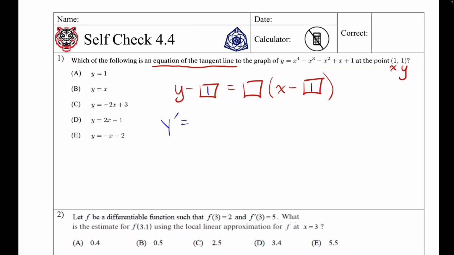y prime in this case is going to be equal to x to the power of 4. Wait, that's not right. y prime is equal to 4x to the power of 3. There we go. Minus 3x squared minus 2x.